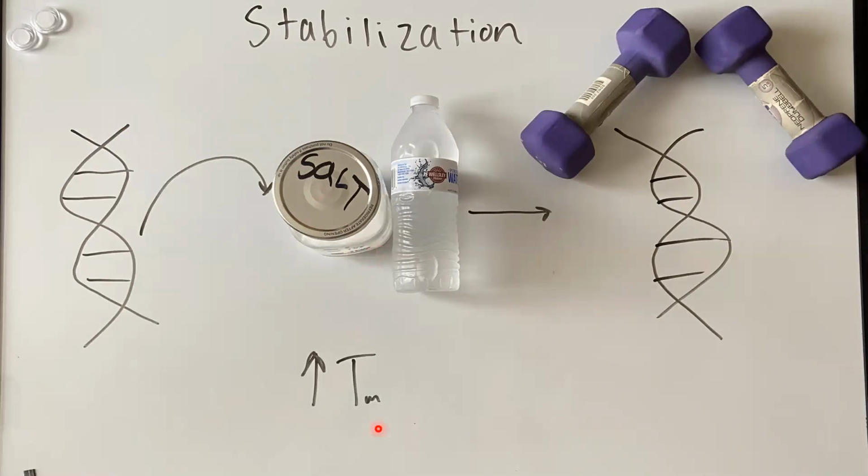Well, what this also does is it increases the melting temperature. And if the melting temperature is increased, this creates a much more stable and strong DNA structure.